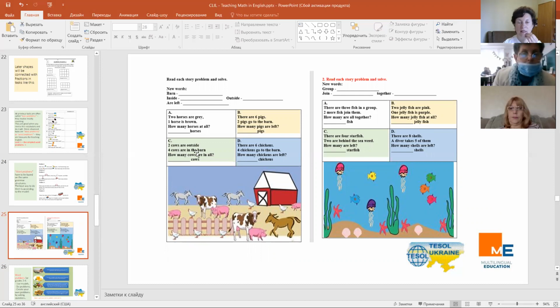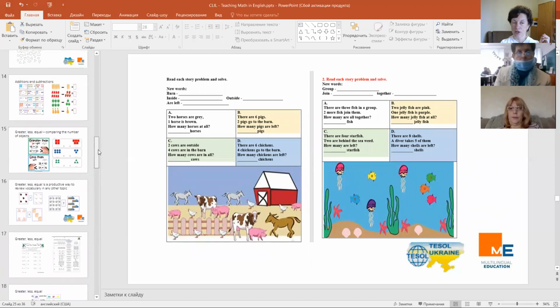Such word problems are also fun because here we use other structures like inside, outside, we talk about the colors, and we learn another important structure, "are left". How many toys are left, how many animals are left, and so on. So these were the tasks for grades 1 and 2.